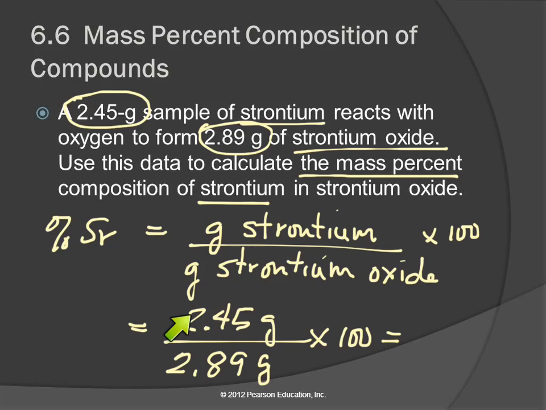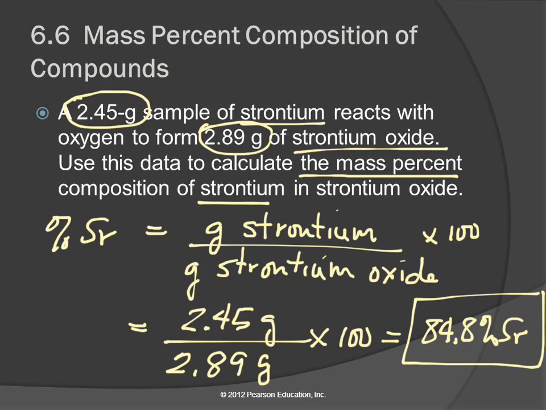Each of these numbers has 3 significant figures, and so our percentage should also have 3. It'll be 84.8% strontium. Any questions? Part over the whole times 100.